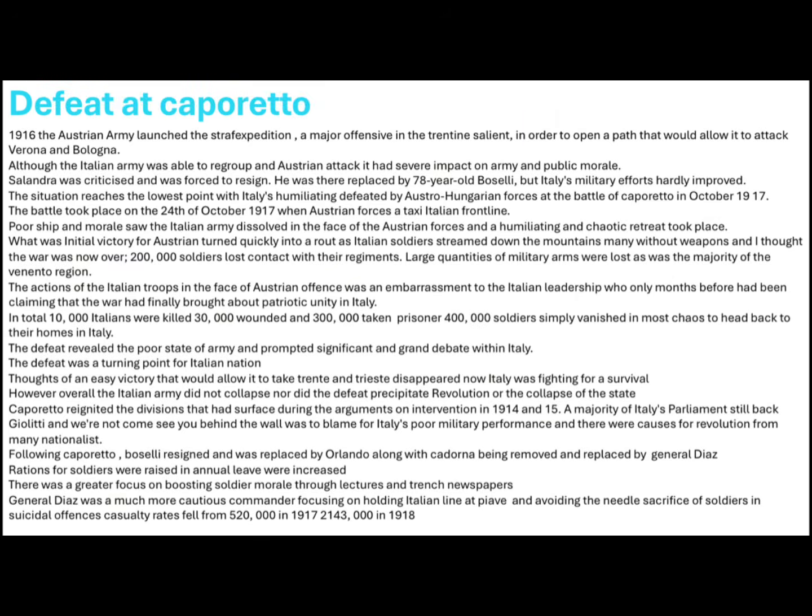The actions of Italian troops in the face of the Austrian offensive were an embarrassment to Italy's leadership. In total, 10,000 Italians were killed, 30,000 wounded, and 300,000 taken prisoner. 400,000 simply vanished, in most cases heading back to their homes in Italy. The defeat revealed the poor state of the army and prompted significant and grand debate within Italy. The defeat was a turning point for the Italian nation. Thoughts of an easy victory that would allow it to take Trento and Trieste disappeared. Italy was fighting for survival.